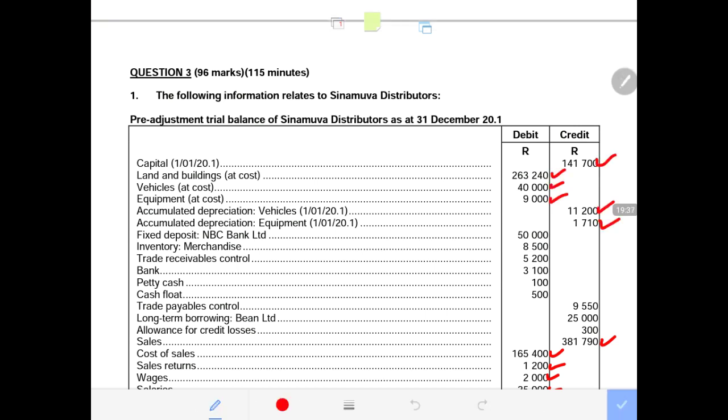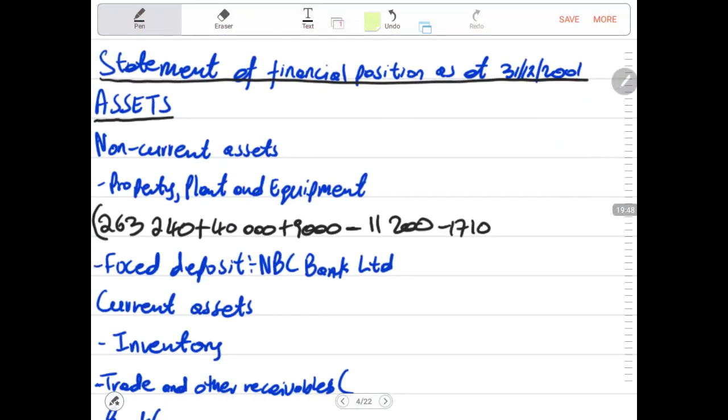And now we have to go to the fixed deposit, because a fixed deposit is an investment that stays for a period of more than 12 months. So our fixed deposit is 50,000 rands.